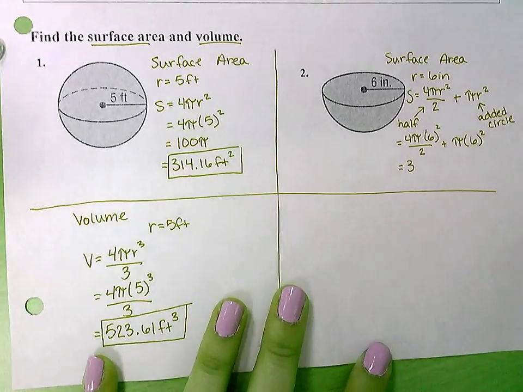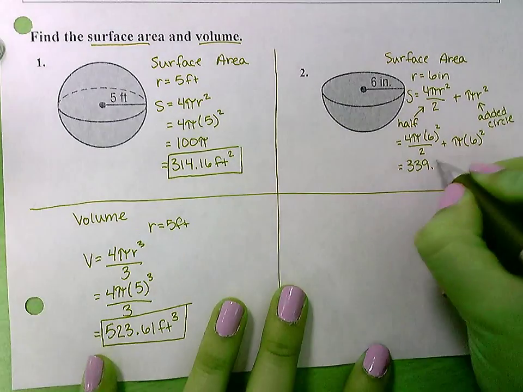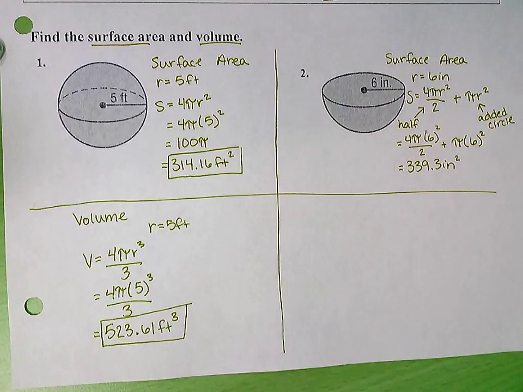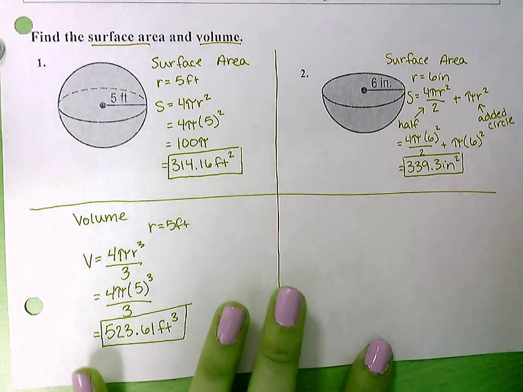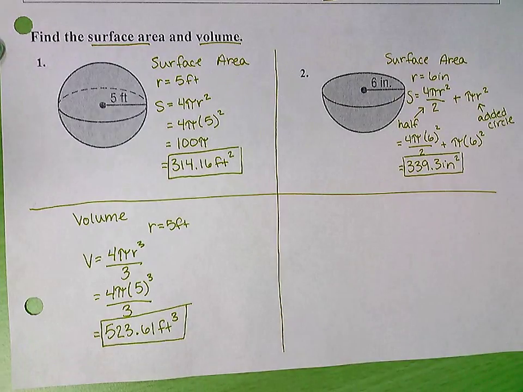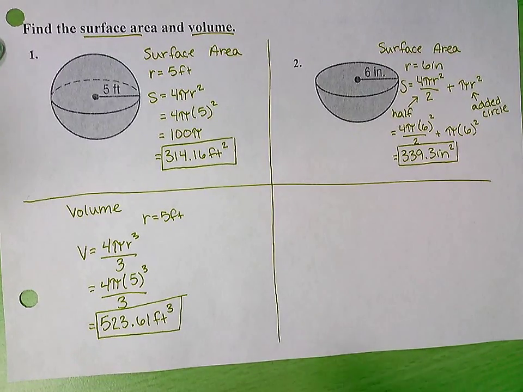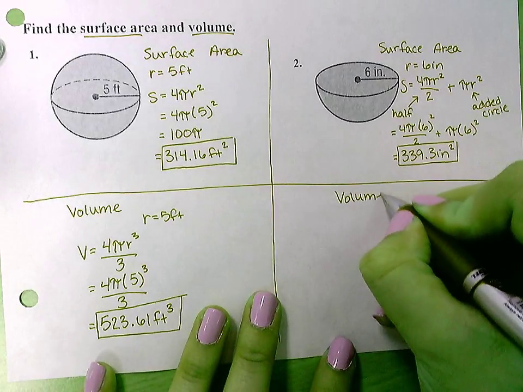So you should get this to be about 339.3 inches squared. Okay, so about that. So make sure you are able to enter that into your calculator correctly. Okay, questions on how I found the surface area of that half sphere?